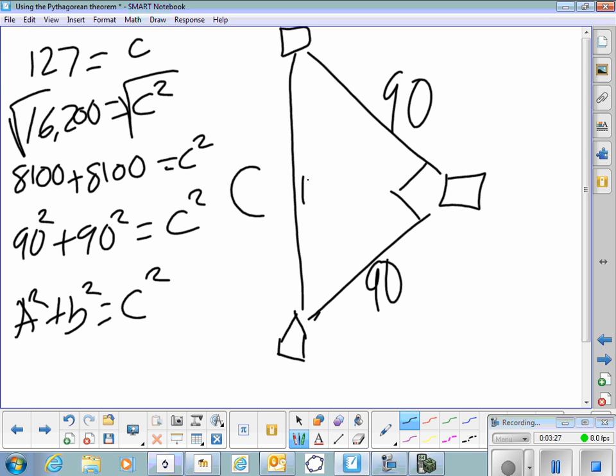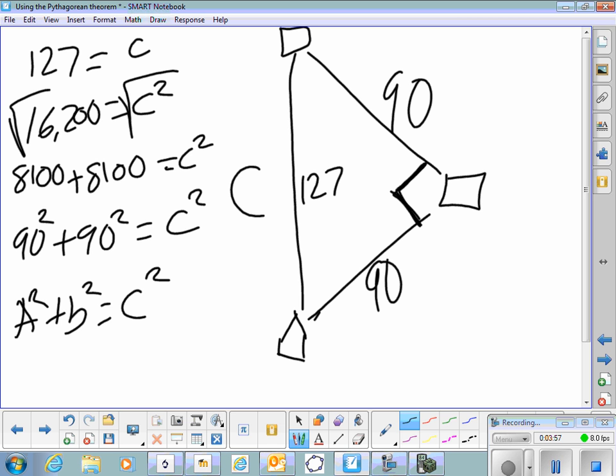So this distance is 127. It's 90 feet if you go straight to first base, 90 feet if you go from first to second. For the catcher to throw it, he throws 127 feet. So that's what we call Pythagorean's theorem. It works only with triangles with a right angle. There's a 90-degree angle, and the hypotenuse, the C one, is the one across from the right angle.